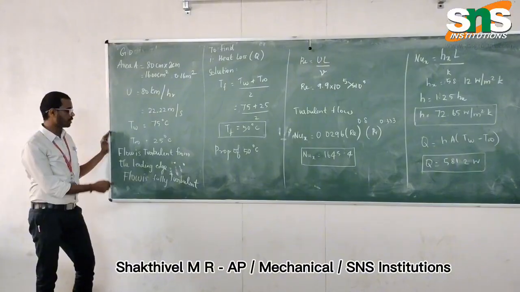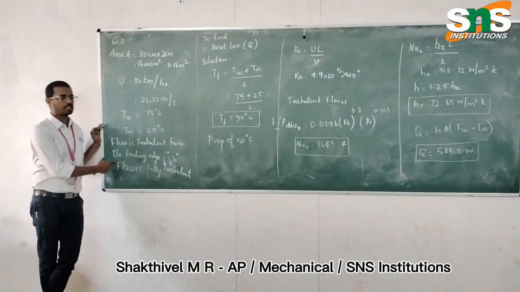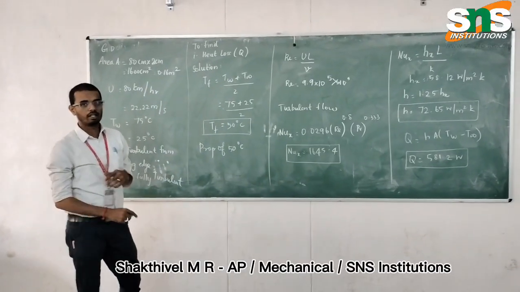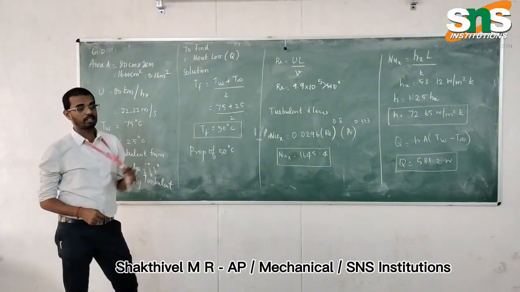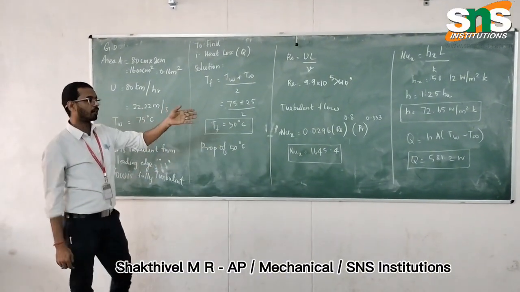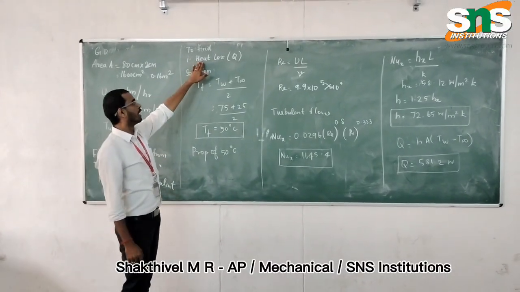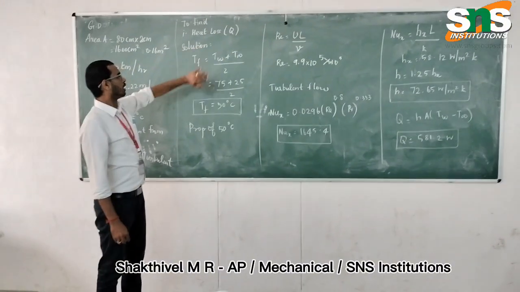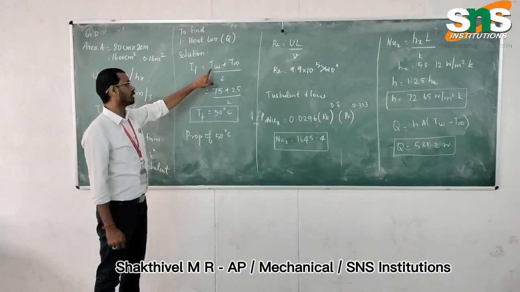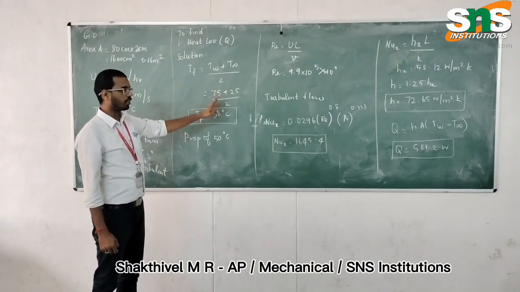In the question it is mentioned that the flow is turbulent from the leading edge, so it is considered as fully turbulent flow. We can use the HMT data book, page number 124 of the 10th edition. The fully turbulent flow values are there, so we will take the formula for fully turbulent flow. We have to find the heat loss Q. The first step is to find Tf, the fluid temperature, that is Tw plus T infinity divided by 2. So 75 plus 25 is 100, divided by 2 is 50.